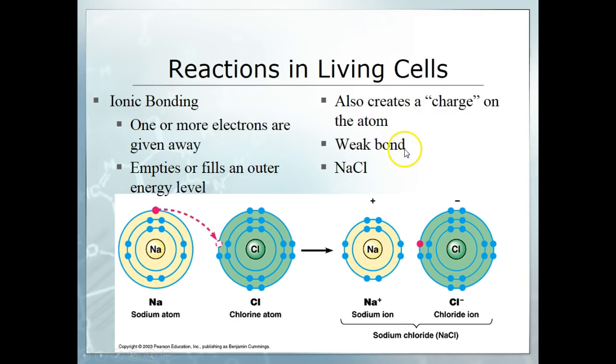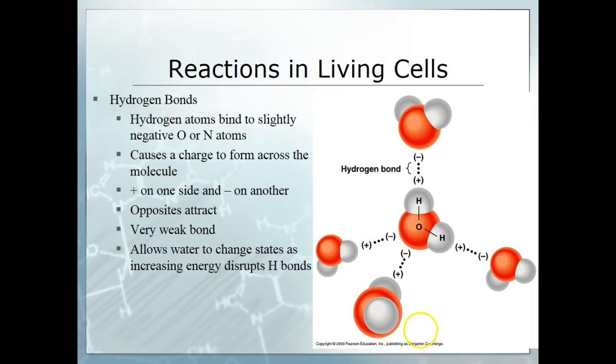It's a weak bond, but it creates charged atoms called ions, which are really important when we start getting into, like I said, photosynthesis, cell respiration. And when these snap together like magnets between these 2 charges, it creates NaCl, and NaCl is sodium chloride, which is salt. Okay.